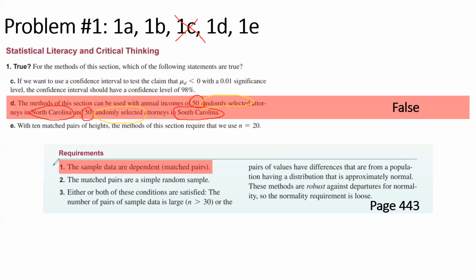Right. And again, she even highlighted what came off from the requirements. You go back there and look at it. The requirements clearly say that the very first one, in order for you to use this process, is that the sample data are dependent matched pairs. And we do not have that. We do not have that.